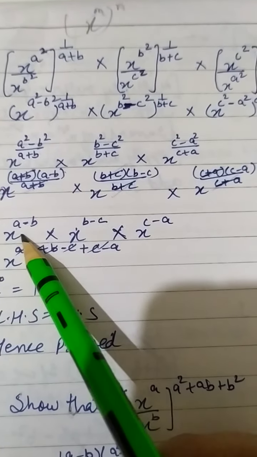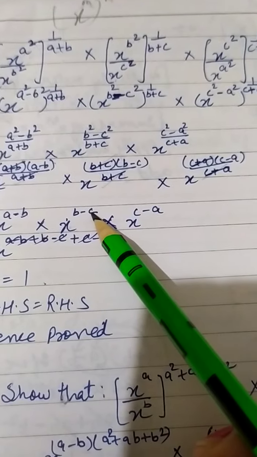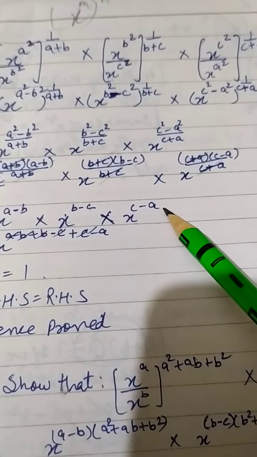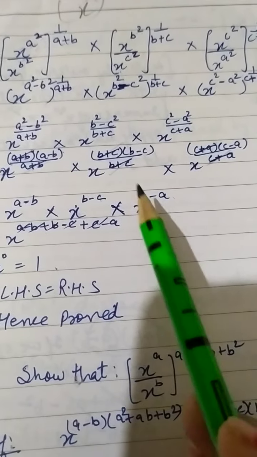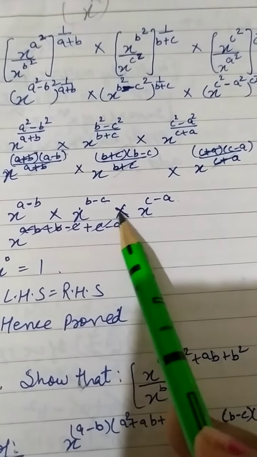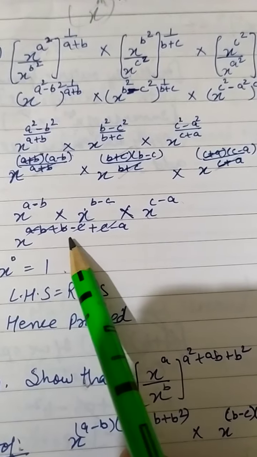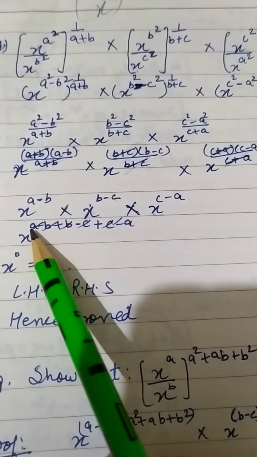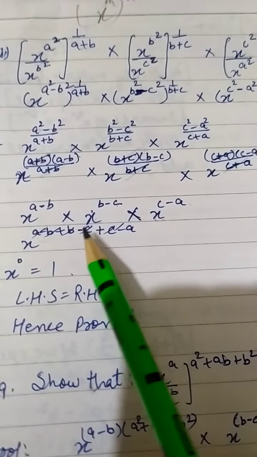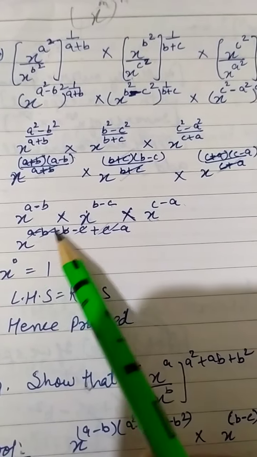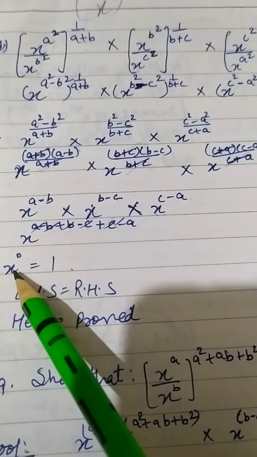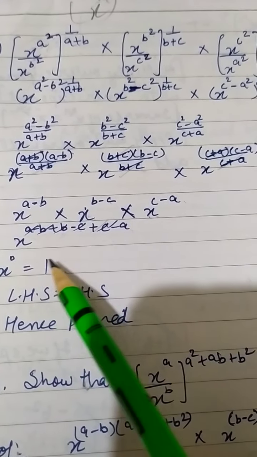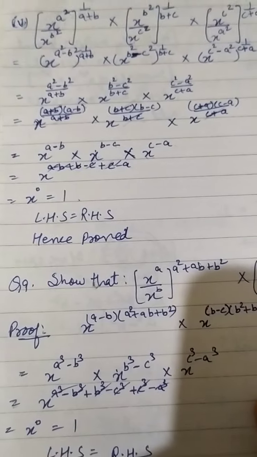What is left? x raised to the power a minus b, x raised to the power b minus c, x raised to the power c minus a. Okay. Then which law will we apply? That if powers are in multiplication and bases are same, we will add the powers. So a minus b plus b minus c plus c minus a will be cancelled, because one is positive and one is negative. Then what is left? x raised to the power 0, which equals 1. And this is proved. Now see the ninth question.